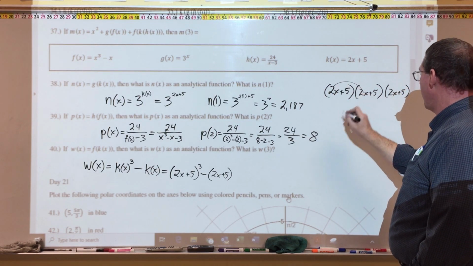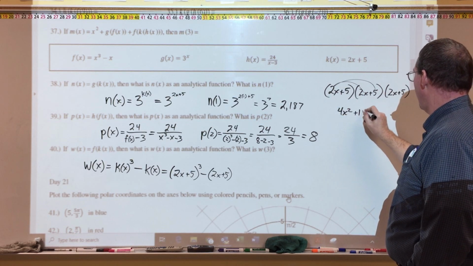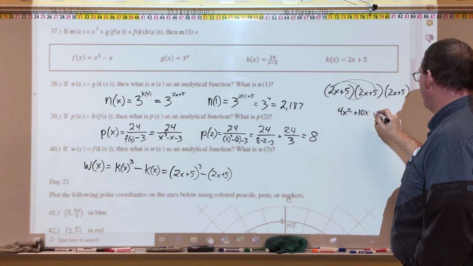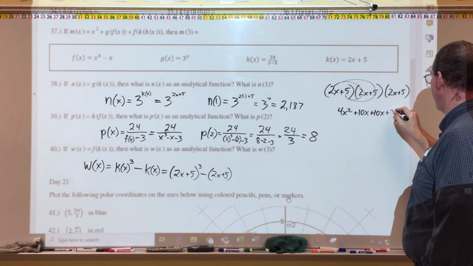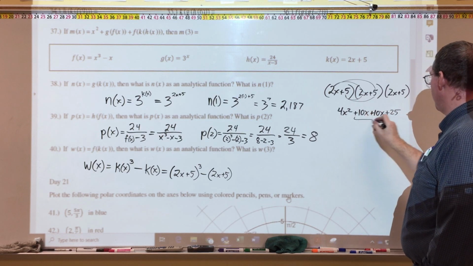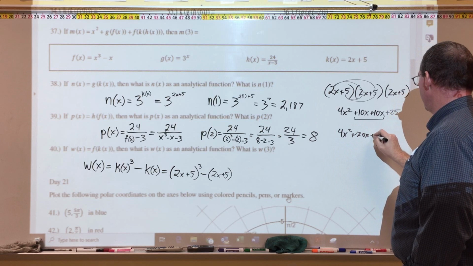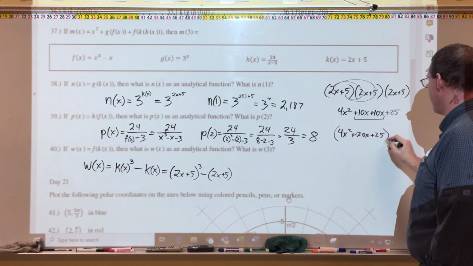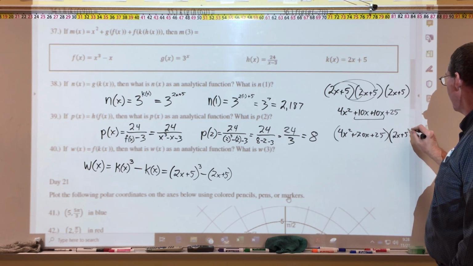I'm going to do 2x times 2x is 4x squared. 2x times 5 is 10x. 5 times 2x is another 10x. And 5 times 5 is 25. And now, if I combine the middle, I get 4x squared plus 20x plus 25 in parentheses. Why in parentheses? Because I still have to multiply that by 2x plus 5 again.